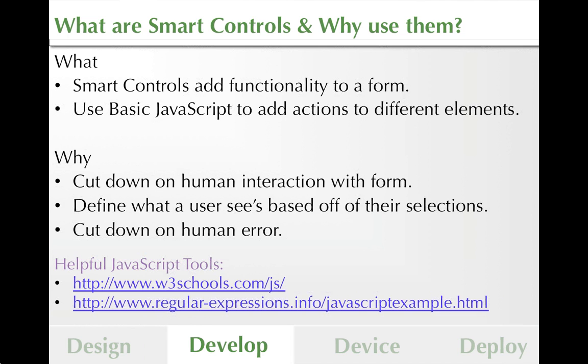The why is you want to cut down on human interaction with a form, so you want the user to be spending as little time as possible filling it out, but getting the best content that you can. So that's one of the reasons to use it. Another reason is you can define what a user sees based off of their selections. So maybe some of these questions are only applicable if they chose answer A, so you don't want to show all the other options. So that's another reason why you would use it. As well as by using smart controls, you can cut down on some of that human error.